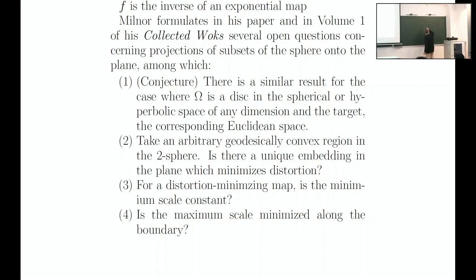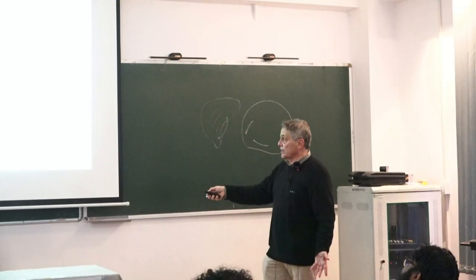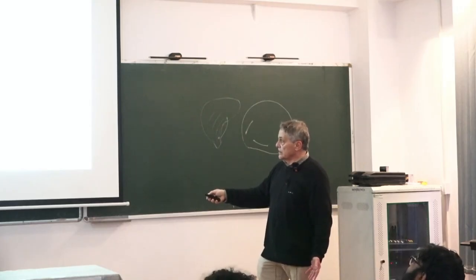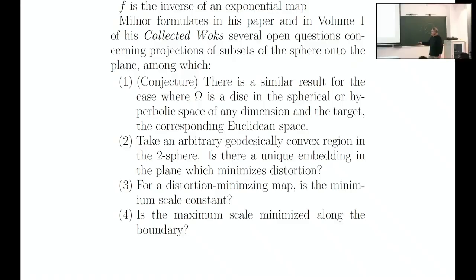Geodesically convex means that when you take 2 points, then the shortest line between them stays in the set. So this is not geodesically convex. This is not geodesically convex anyway. So this is just a special case where the question is relevant. Is there a unique embedding in the plane which minimizes distortion? And I think the same question for geodesically convex regions of the hyperbolic two-plane.